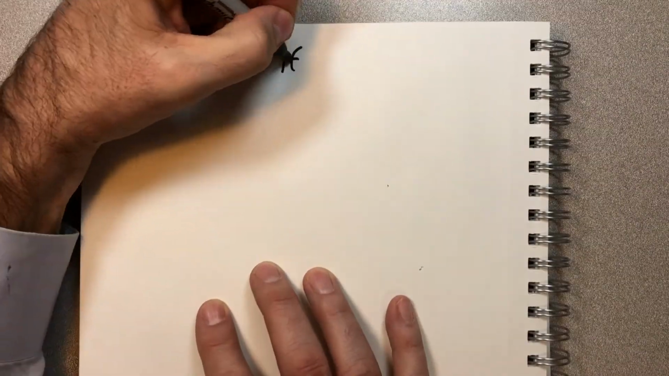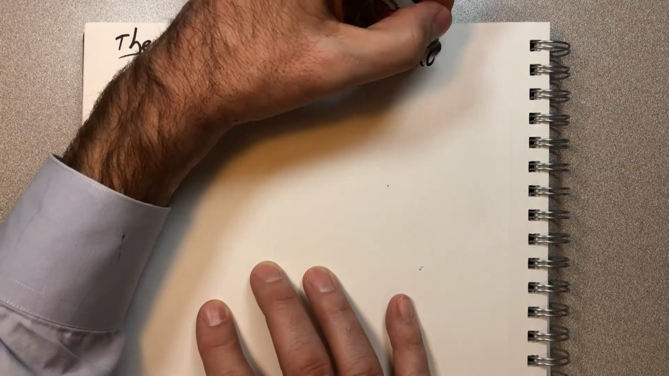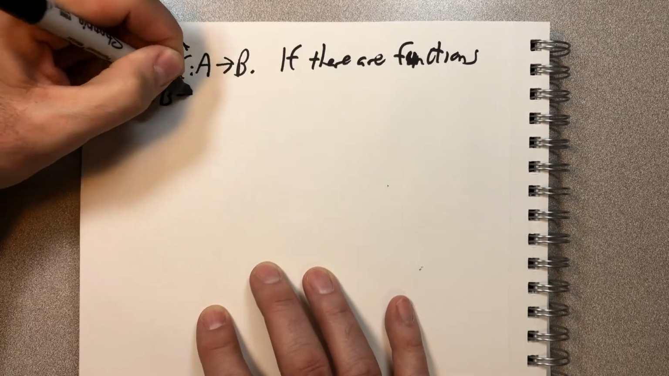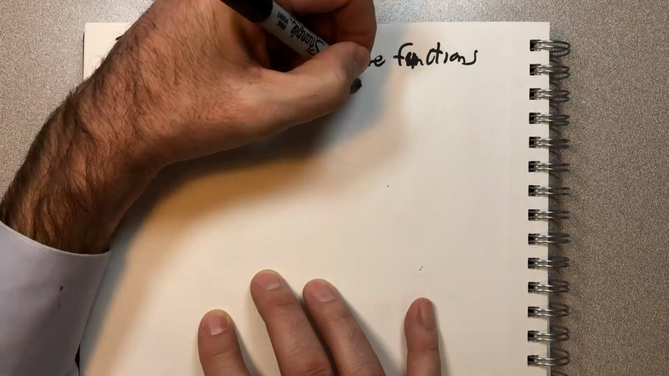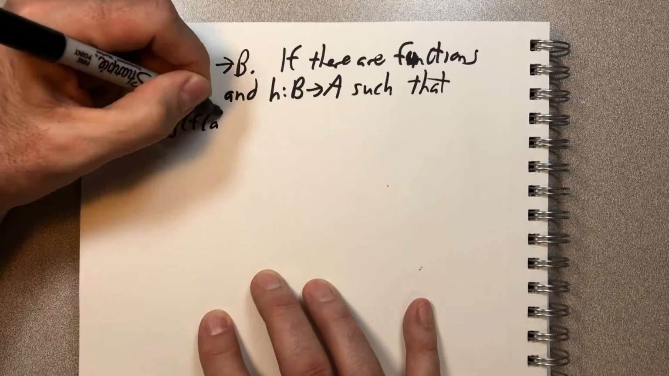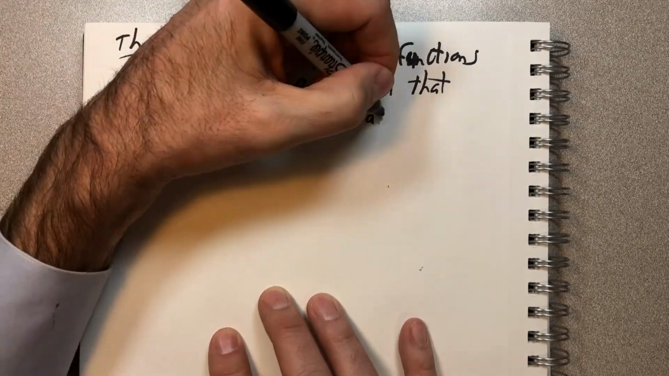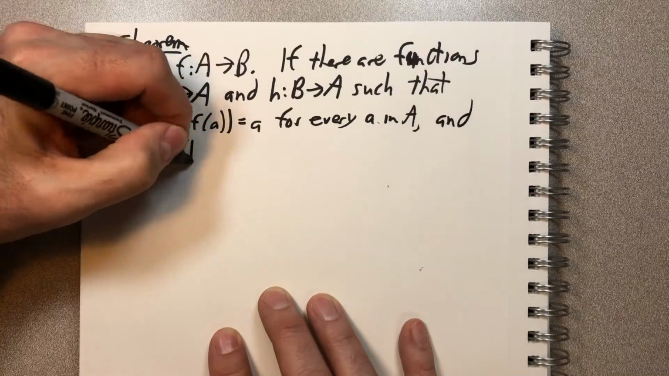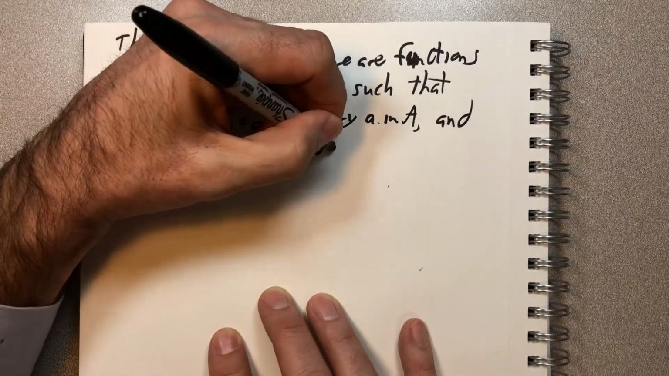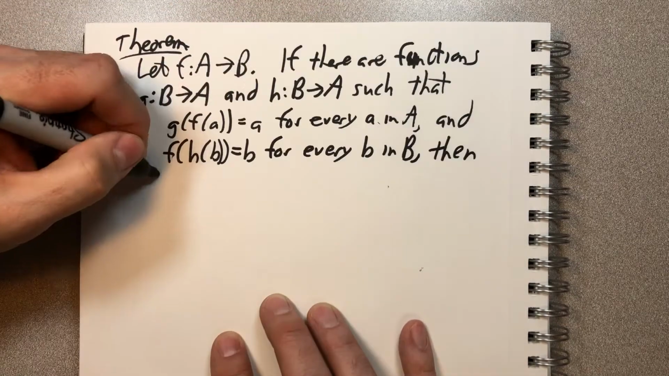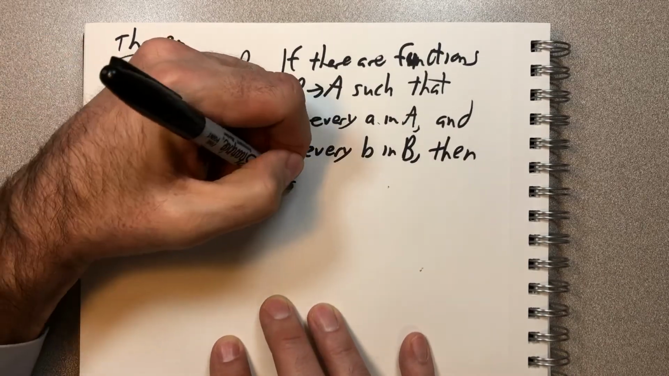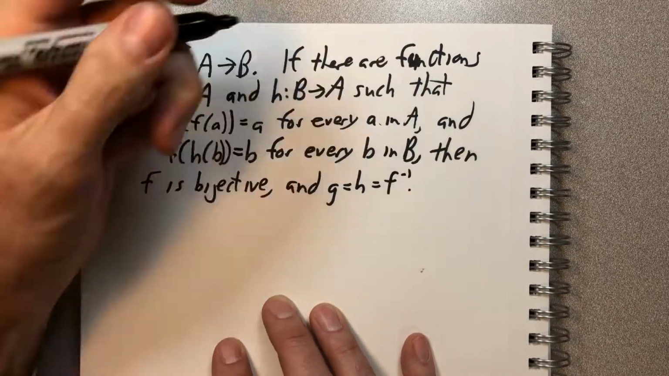So, theorem. Let f be a function from A to B. If there are functions g from B to A and h from B to A, such that g of f of a equals a for every a in A, and f of h of b equals b for every b in B, then f is bijective and g equals h equals f to the minus 1.